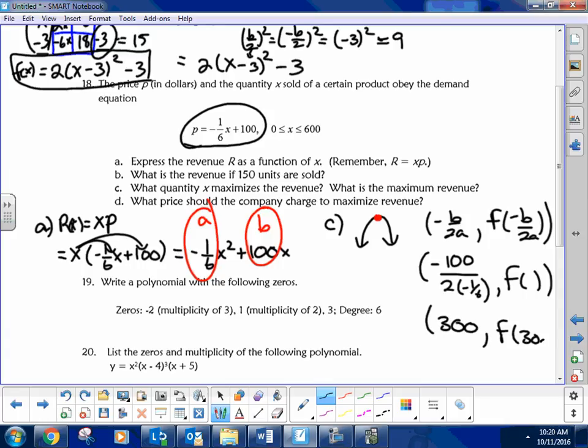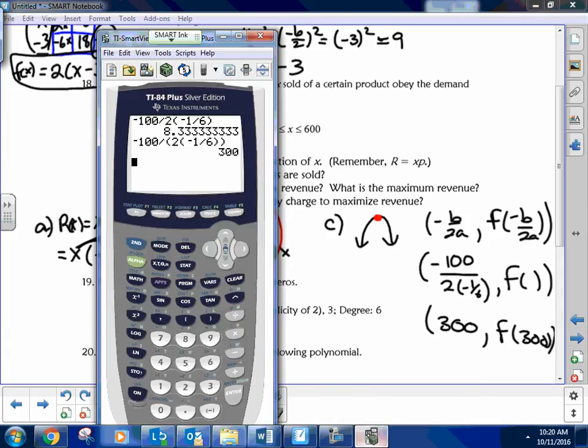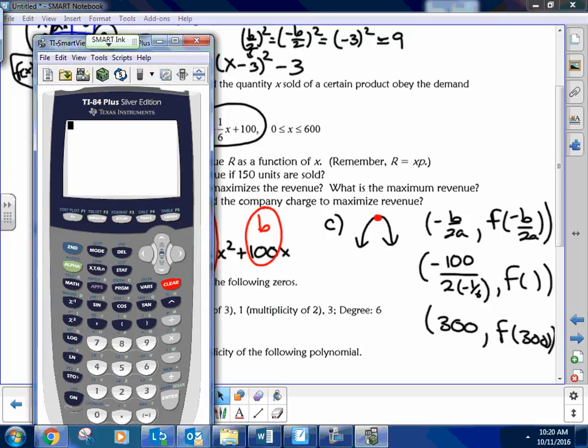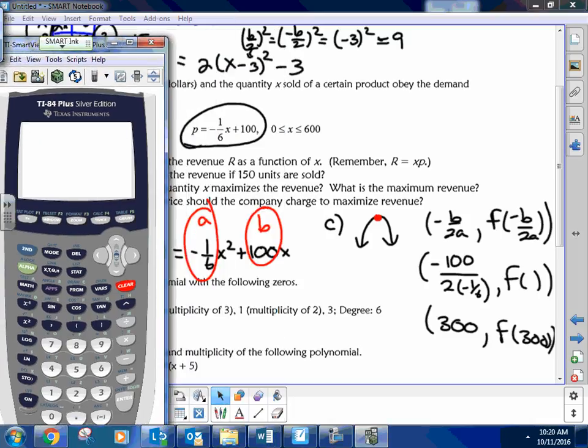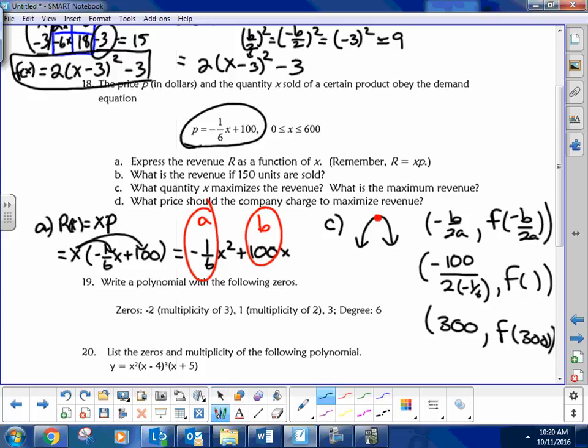So in this case, I just have to figure out what f of 300 is, just like the one we did prior, where you just use your equation and substitute it in. So we're going to do negative 1/6 times 300 squared plus 100 times 300. And then we'll discover that it's 15,000. So the maximum revenue would be 15,000. Maximum units would be 300.